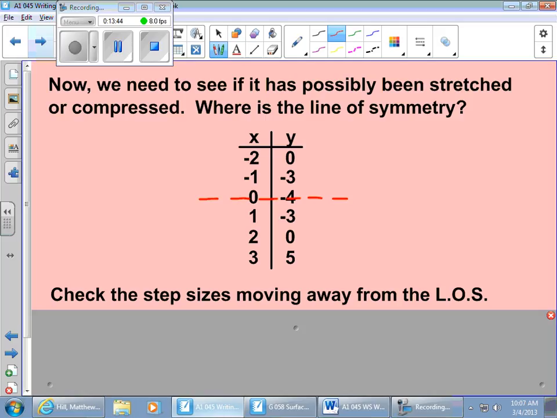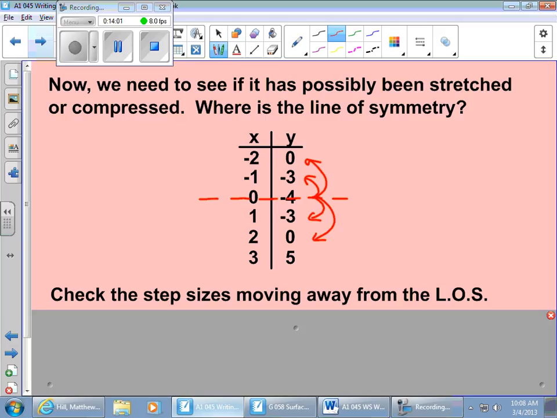Look at the information moving away from the line of symmetry. As you make one step away, one step away, it's the same on both sides. Two steps away, two steps away, same on both sides. Okay, so that's your line of symmetry.